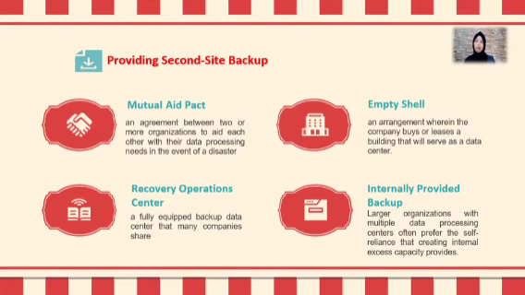Second is the empty shell. The empty shell or cold site plan is an arrangement wherein the company buys or leases a building that will serve as a data center. In the event of a disaster, the shell is available and ready to receive whatever hardware the temporary user needs to run essential systems. So, this approach, however, has a fundamental weakness. Recovery depends on the timely availability of the necessary computer hardware to restore the data processing function.